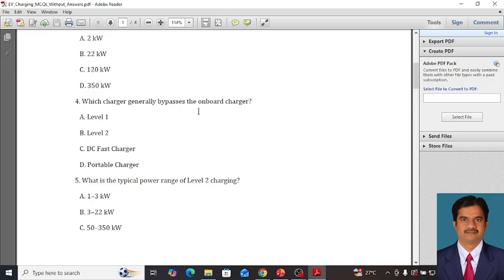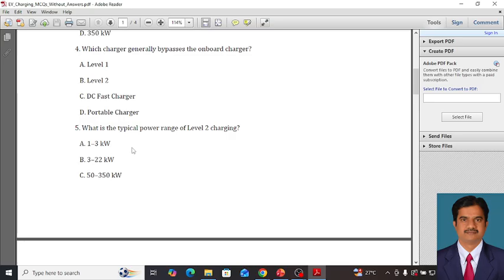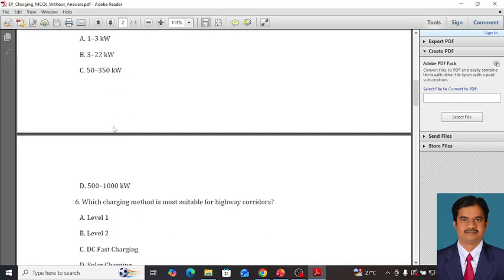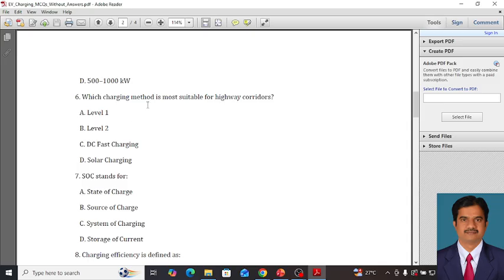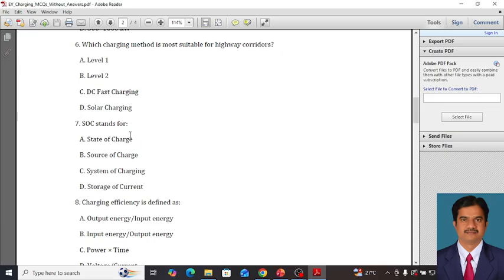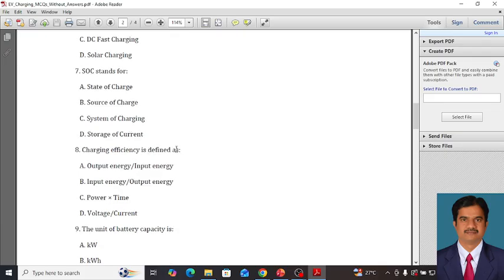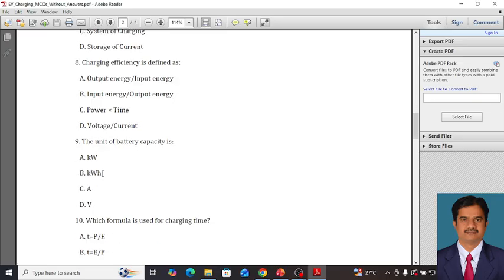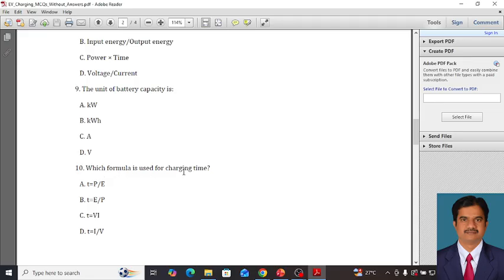Which charger generally bypasses the onboard charger? DC fast charger. What is the typical power range of level 2 charging? 3 to 22 kilowatt, option B. Which charging method is most suitable for highway corridors? Option C, DC fast charging. SOC stands for A, first option. Charging efficiency is defined as output energy divided by input energy. The unit of battery capacity is kilowatt hour, option B. Which formula is used for charging time?